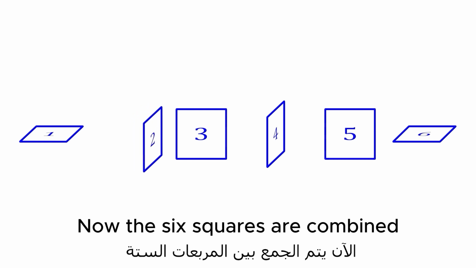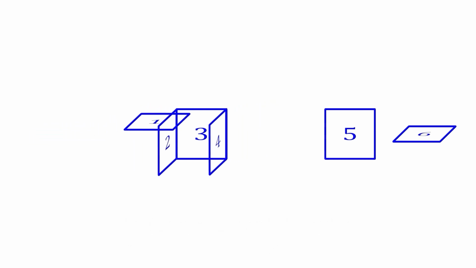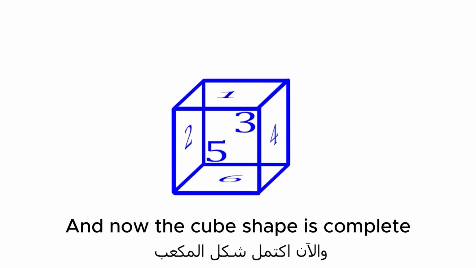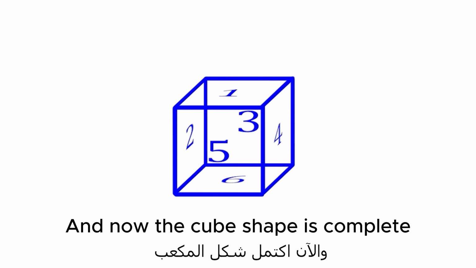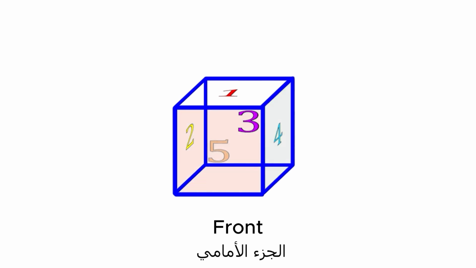Now the 6 squares are combined to form a complete cube. And now the cube shape is complete. Top, left, back, right, front, bottom.